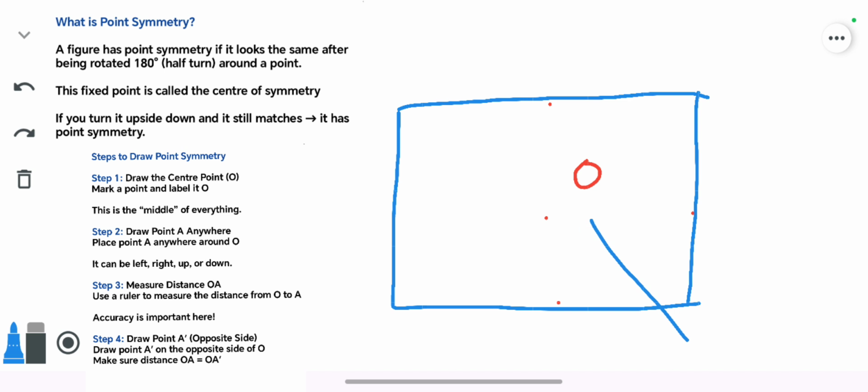Okay, so very important points here to take note of. A point symmetry is equal to a 180-degree rotation, and when you turn a shape upside down, it looks the same. Think of rotating your phone. When you rotate your phone 180 degrees, it will still look the same. There we go.